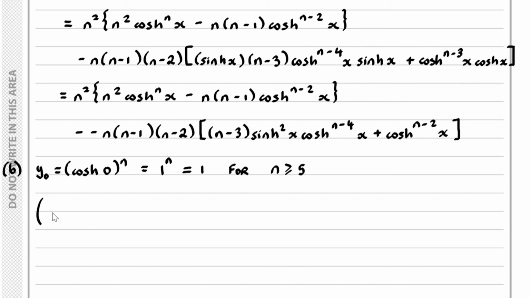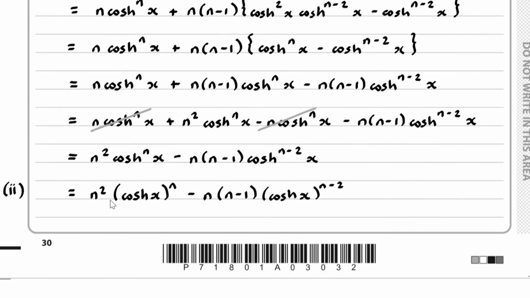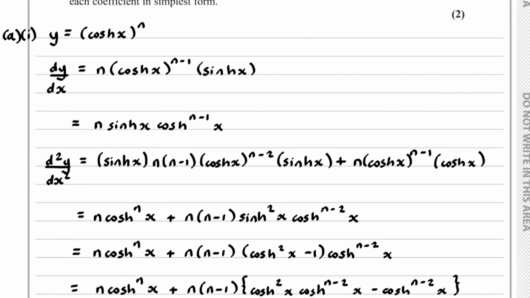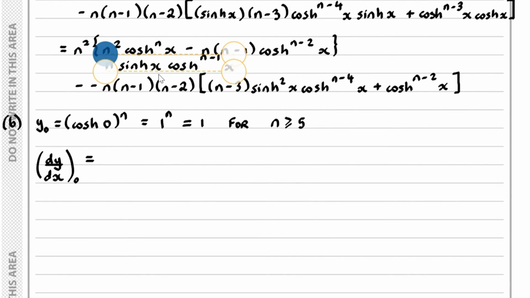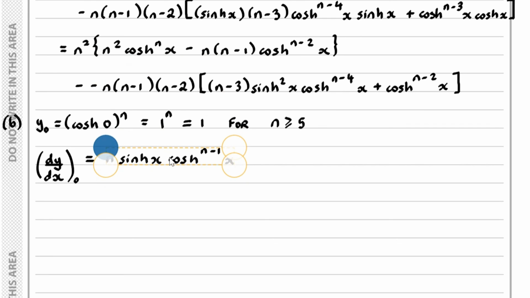Now I need to work out what dy over dx is when x is 0. Here is our expression for dy over dx, that's shown here. What I need to do now is replace the x with 0, and because sine of 0 is 0, this result will always equal 0.